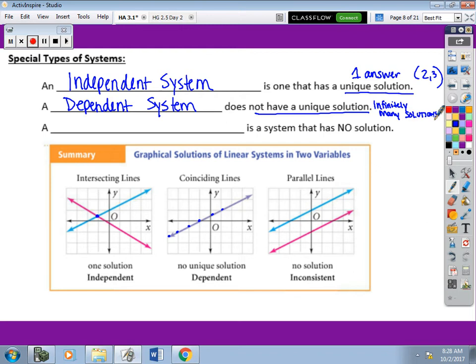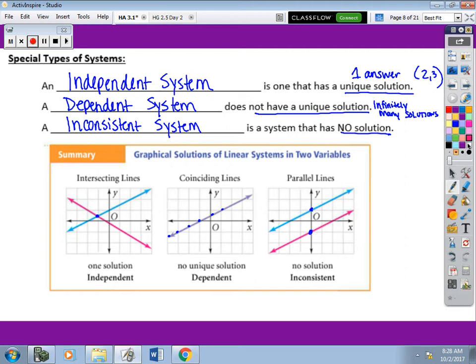And then the last one is called an inconsistent system. And an inconsistent system is when they have no solution because they never cross. And for them to not cross, they have to be parallel lines. I know in geometry we'd also talk about skew, but that would be in 3 dimensions. So in 2 dimensions, the only type of lines that don't intersect are parallel.